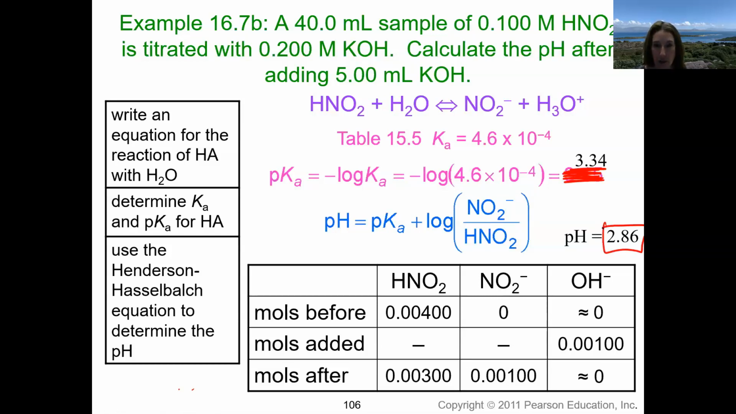So again, how did we know it was a buffer? Weak acid and conjugate base. So we had both our weak acid and our conjugate base. That's how we knew we had a buffer. All right, any questions on this one or where we are?